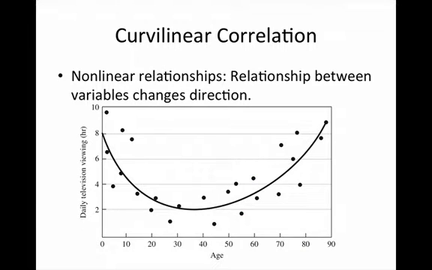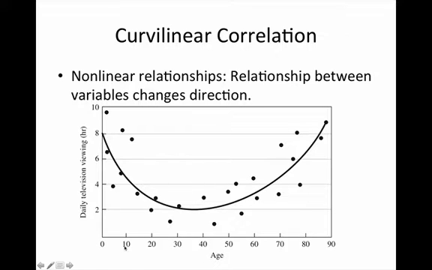And we can also talk about curvilinear relationships. The relationships that we've discussed in the previous two slides are well described by a straight line. But correlation techniques also exist for curvilinear or nonlinear relationships, which refer to relationships between variables that change directions at least once. So here I have daily television viewing on the y-axis, and I have age.